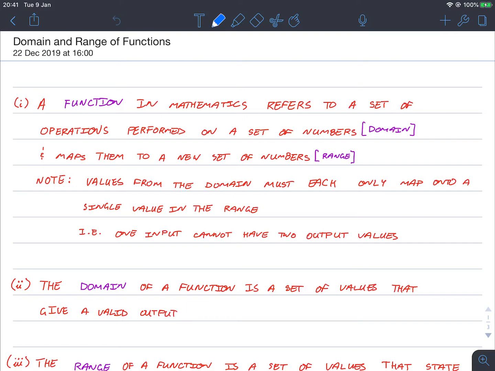Before we get even into the domain and range, we need to understand what a function is. A function in mathematics refers to a set of operations performed on a set of numbers, the domain, and maps them to a new set of numbers, the range. Note, values from the domain must each only map onto a single value in the range, i.e., one input cannot have two output values. This will make a little more sense in the diagram below.